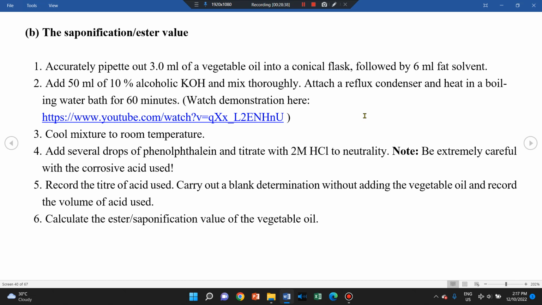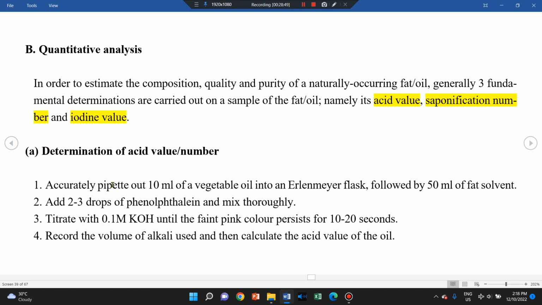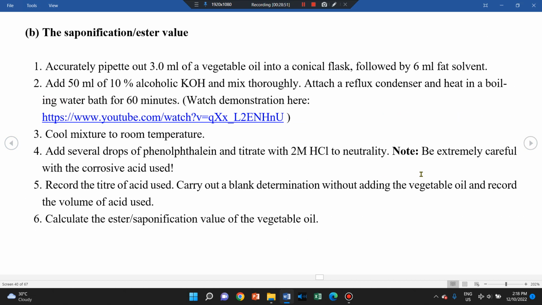But it's not only advisable to do it right after the qualitative and also the acid value experiment. Rather than doing it after you conduct all those experiments, I suggest this is done from the beginning, because at least you already set up the reflux. It can run for 60 minutes, and in that 60 minutes, you can do the earlier experiments.